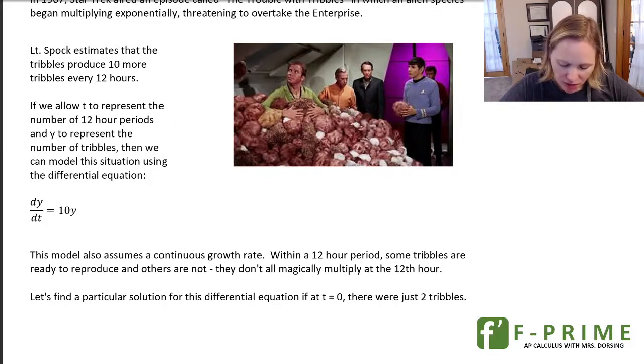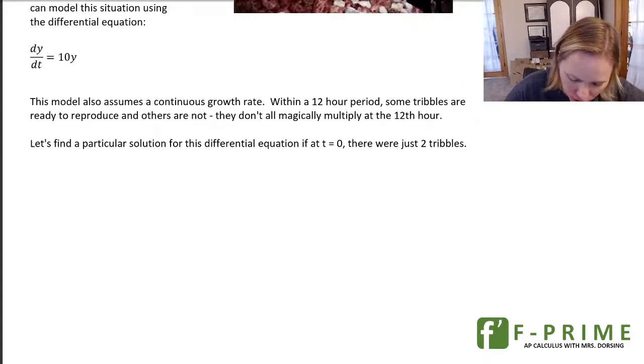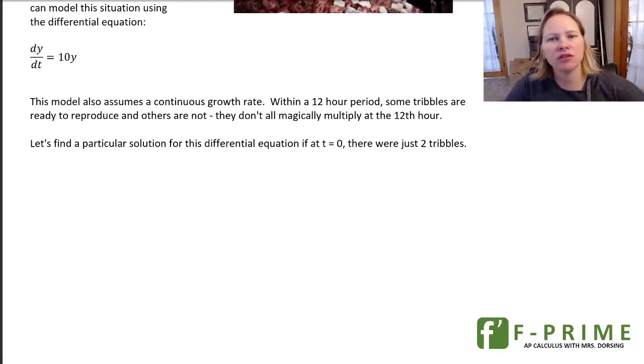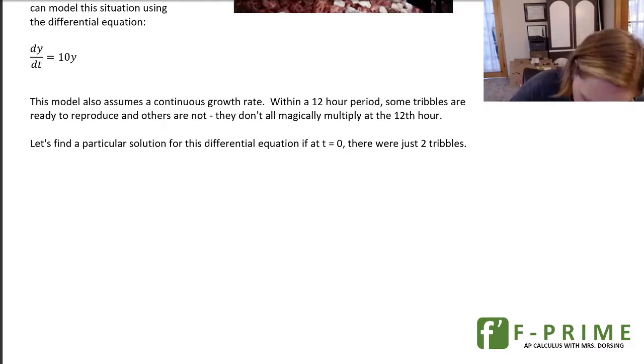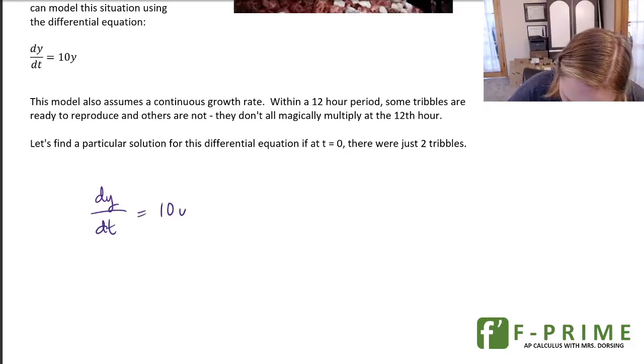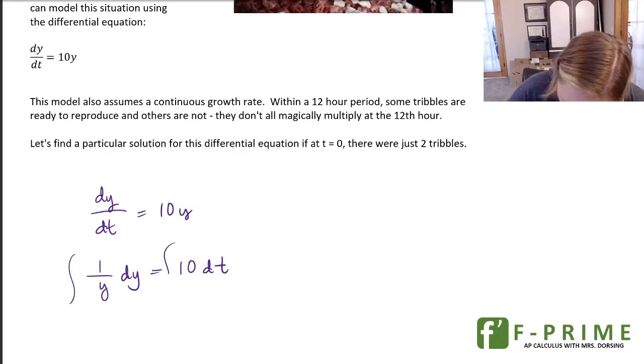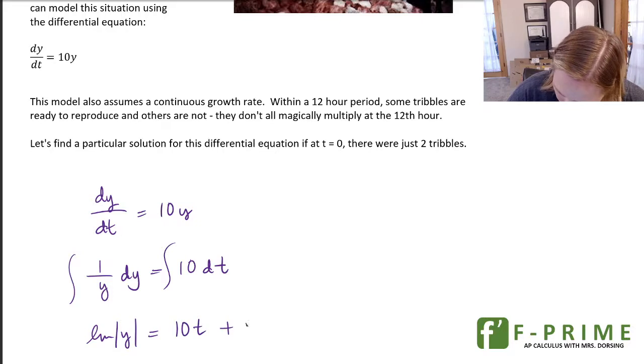So let's find a particular solution for this differential equation. And we're going to assume that at t equals 0, we started with 2 tribbles. So dy/dt equals 10y. We're going to separate our variables. We're going to divide the y over. We're going to have 1 over y dy equals 10 dt. So when I go ahead and integrate all of this, I get the natural log of the absolute value of y equals 10t plus c.